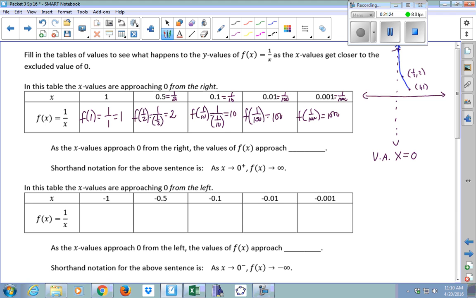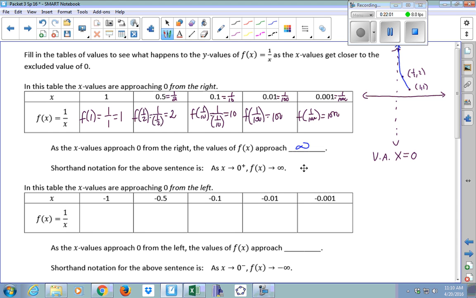So I can fill in this sentence right here. As the x values approach 0 from the right-hand side, that means in this particular case, all my x values are positive. The values of my function approach infinity. It's increasing without bound, going up to the roof and then to the stratosphere and out beyond forever, beyond to infinity, or whatever Toy Story said. All right. Shorthand notation for the above sentence. Mathematicians like putting things in symbols, so it's more universal. It's not based on a particular language.